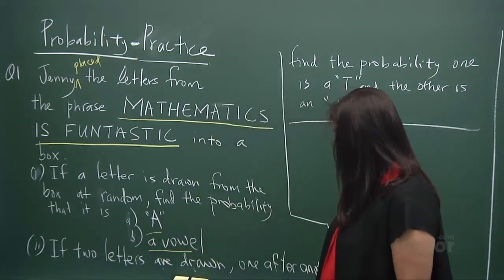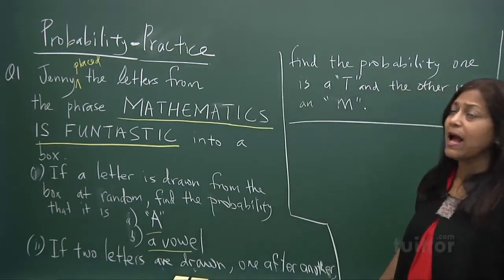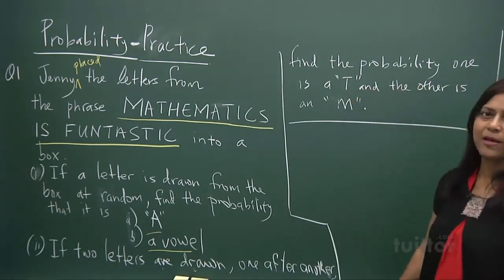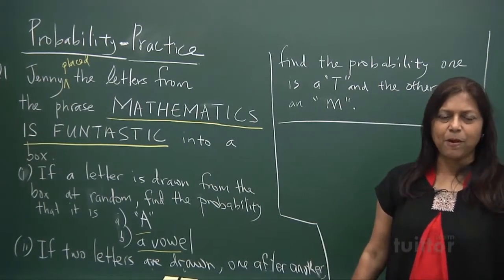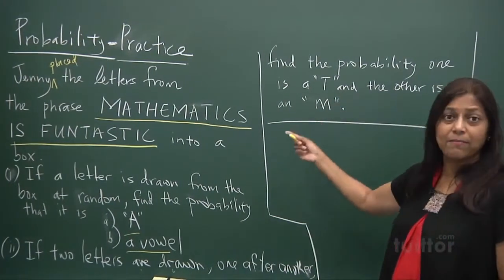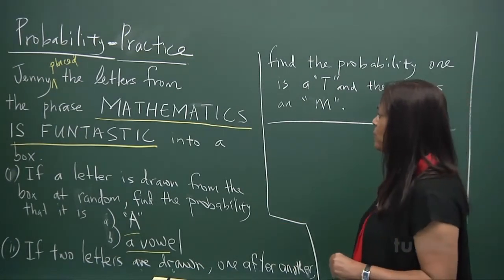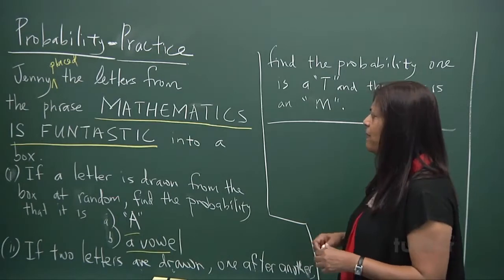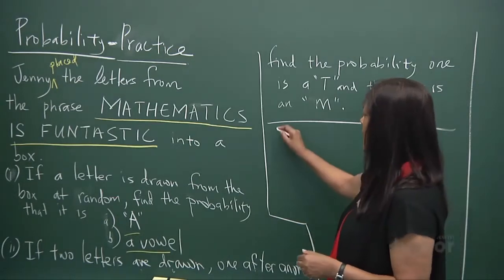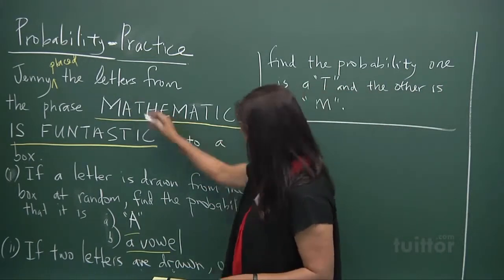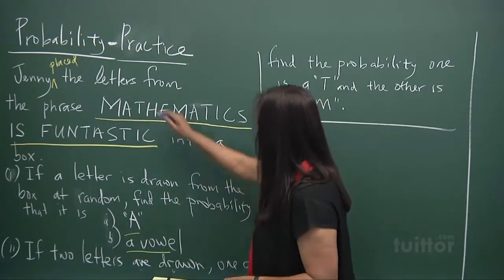And if two letters are drawn, one after the other, find the probability that one is a T and the other is an M. So the probability of a T, M, or an M, T, one after another. Now let's look at the first one. There are so many alphabets here. Let's look at A. How many alphabets of A are there? 1. Let me put a tick. A.